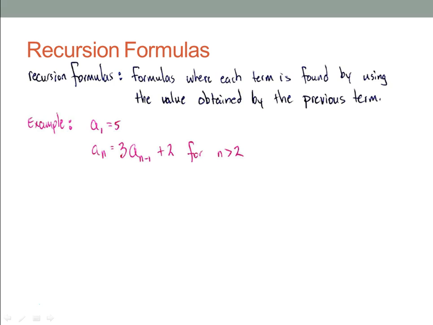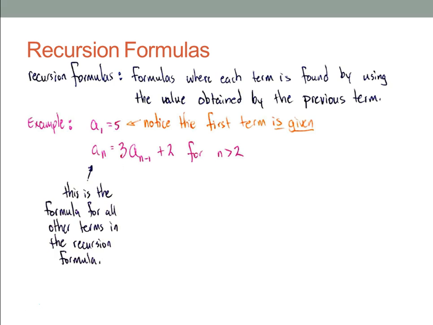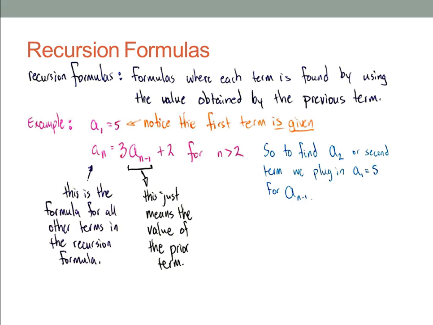That looks really intimidating. But remember, notice the first term again is given. A sub n is just the formula for all the other terms. So to find them, we look at this part. Now this is the one that looks a little confusing, a sub n minus 1. This just means the value of the prior term, or your previous answer. All right, so let's take a look at this. To find the second term, all we do is plug in a sub 1 for a sub n minus 1.